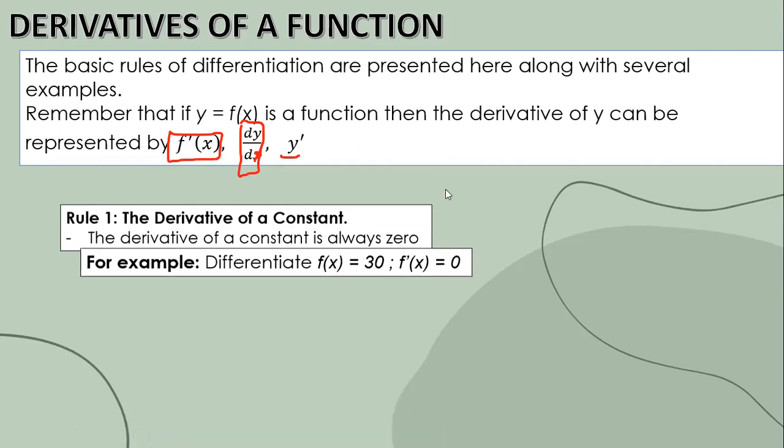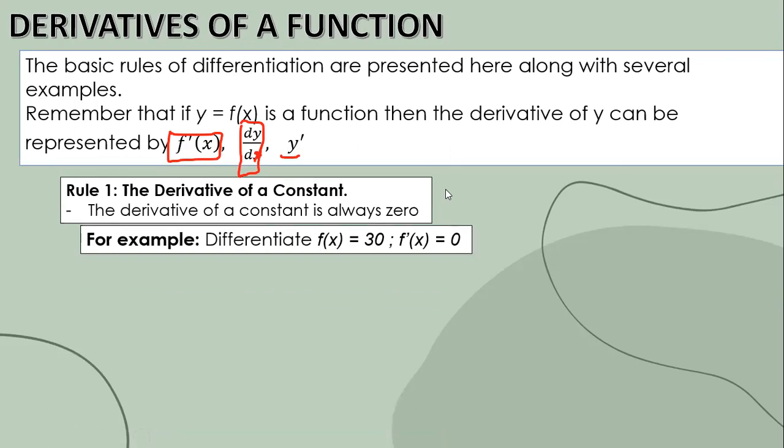Alright, so let's now have rule number 1. What is rule number 1? It is called the derivative of a constant. Anong sabi dito? The derivative of a constant is always 0. So kapag pinahanap sa atin yung derivative ng any constant, for example, differentiate f of x is equal to 30. So 30 lang yung given natin. Okay, that is a constant. The answer for f prime of x, or the derivative of our function, is 0.